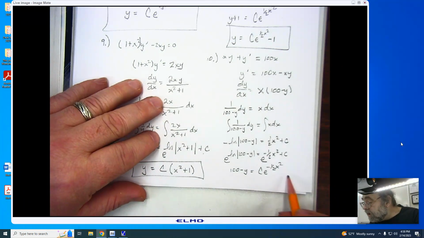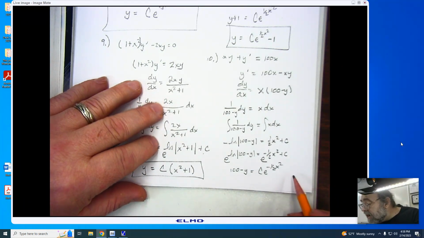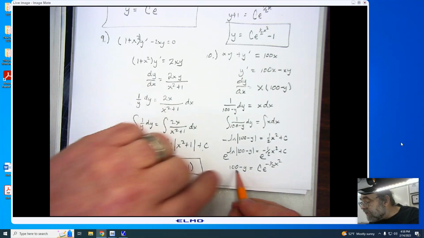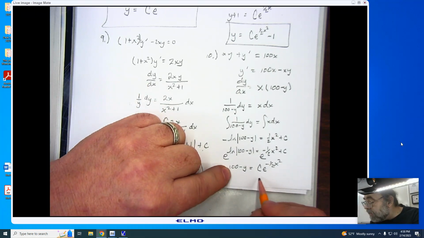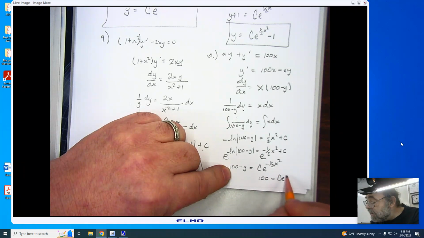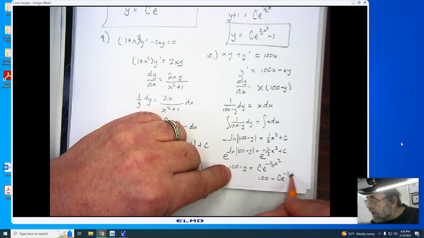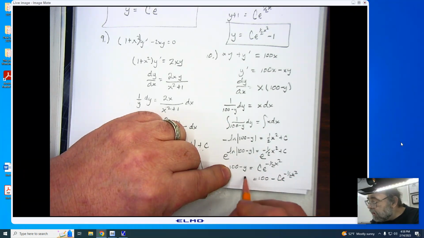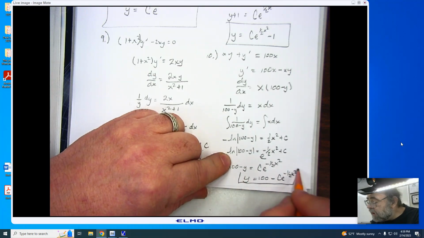I'm going to move the 100 over. I'm going to multiply by the negative. So when I get that negative 100, it's going to become a positive 100. I'm then subtracting C e to the negative 1/2 x squared power, and this is y.